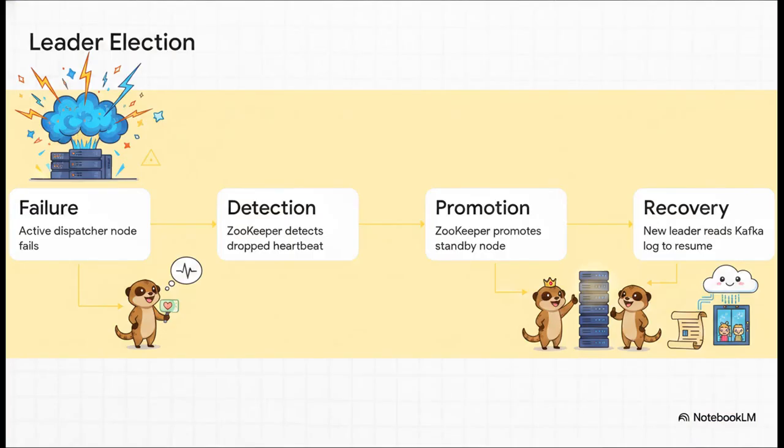Let's look at the safety net and see how this builds our fault tolerance. We run the central dispatcher in an active standby cluster using Zookeeper. If the primary dispatcher node suddenly explodes or loses power, Zookeeper instantly detects the dropped heartbeat. It promotes a standby node to become the active leader. This new leader then rapidly reads that latest event log from Kafka, rehydrates its memory to know exactly where every car is, and resumes service without dropping a single passenger's destination.